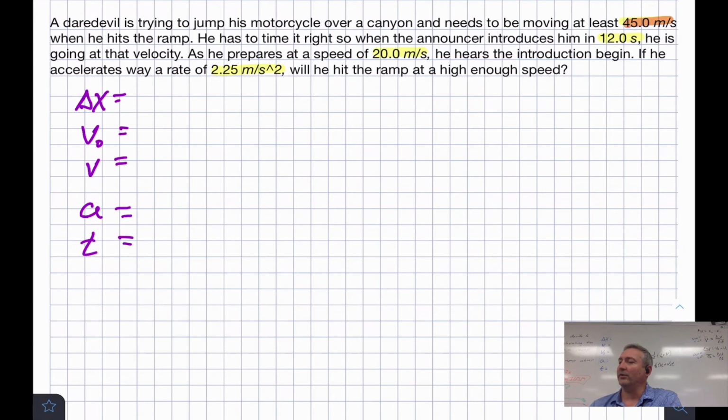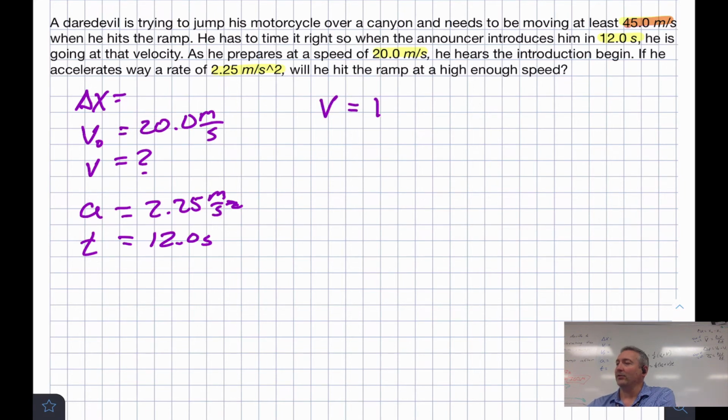So what we're really trying to do is solve for final velocity and see if it's above 45 or less than 45. So we have the acceleration, 2.25 meters per second squared. We have the initial velocity, 20 meters per second. And we have the time, 12 seconds. We don't have the displacement. We don't know how far away he is. We don't need it. We have a formula that does not involve displacement. And that is this one right here.